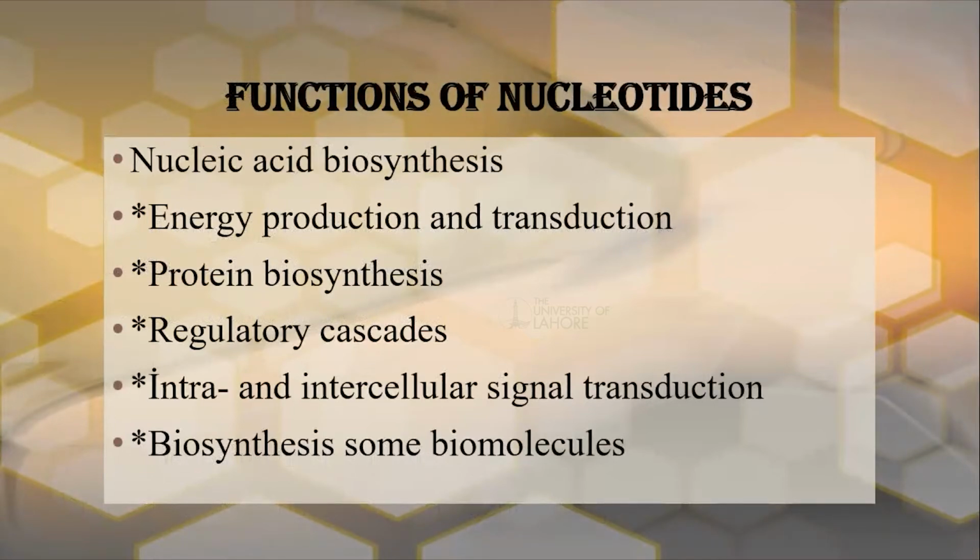We have nucleic acid biosynthesis, energy production, and transduction. Protein biosynthesis, regulatory cascades. What are the regulatory cascades? One of the regulatory cascades is apoptosis, where your body cells have to die. We all know that we have, for example, RBCs, and every RBC has its own lifespan, that is basically 120 days.